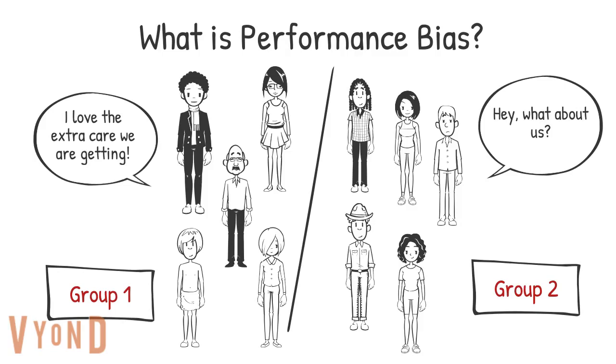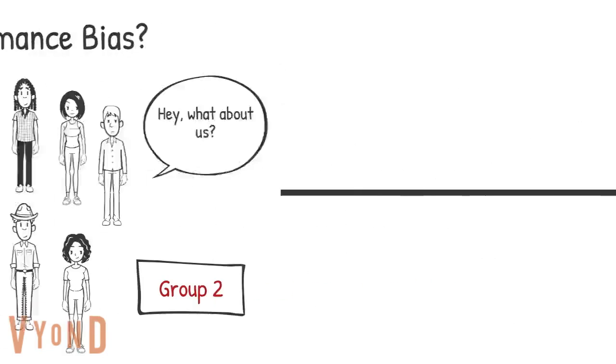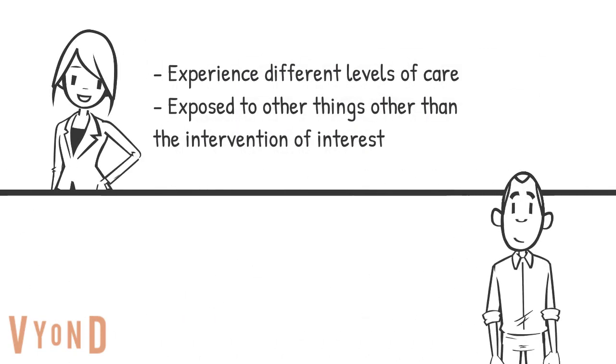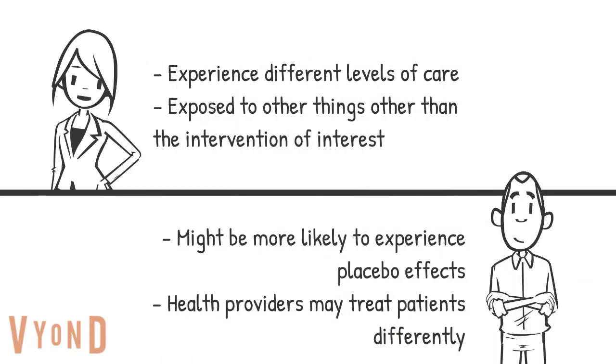Performance bias happens when one group of subjects in a study experience different levels of care from the investigators, or if participants of one group are exposed to other things other than the intervention of interest. For example, if subjects know they are in the control group, they may be more likely to use other forms of care or may be more likely to experience placebo effects. Also, health providers may treat patients differently according to what group they are in.